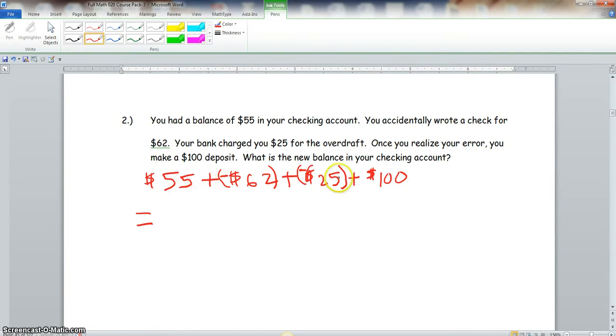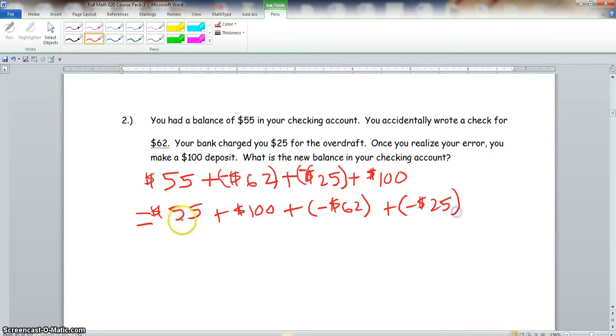Okay, so now what we're going to do, we're going to combine all of the positive numbers. So we have 55 plus 100, plus, and then we're going to do the negative numbers. It'll be a negative $62 plus a negative $25. So now we add the positive numbers. 55 plus 100 is $155. Now we add the negative numbers. We have a negative 62 and a negative 25. Since they have the same sign, you add them together, and that will give you a negative 87.